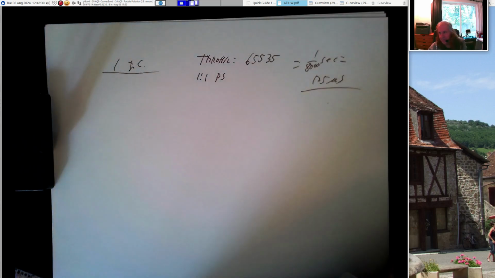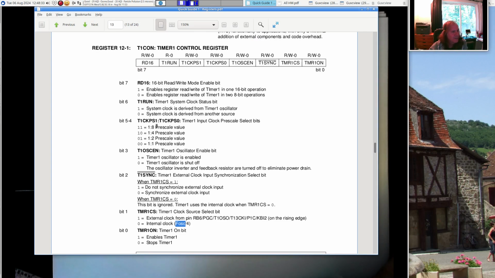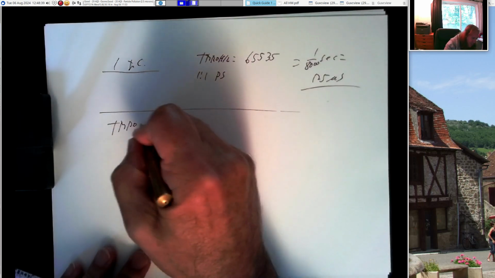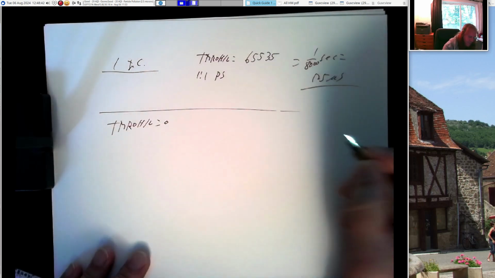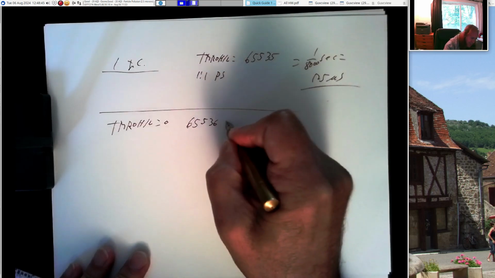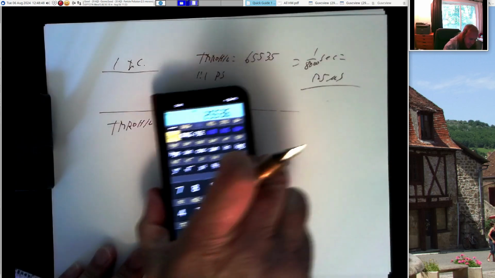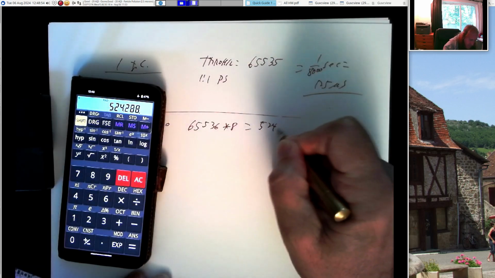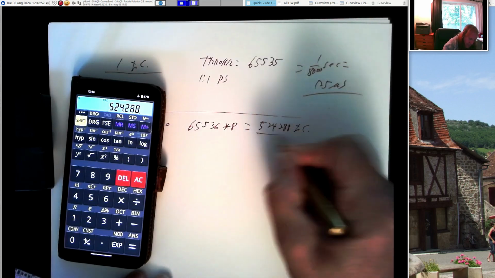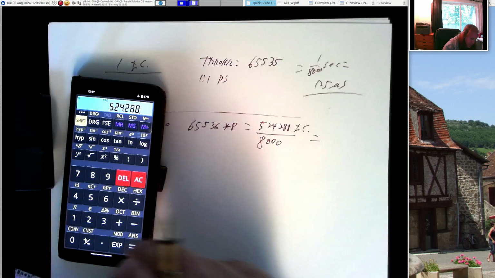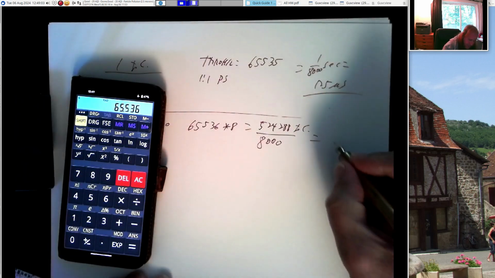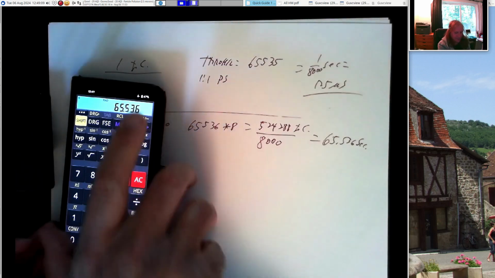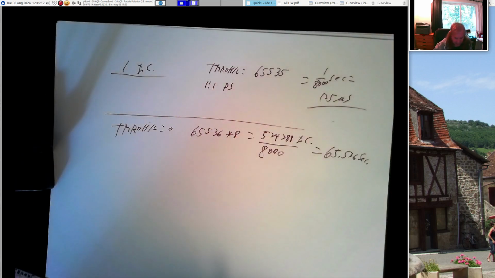The largest interval is going to come when we make the prescaler as large as possible, so that's 1 to 8, and we initialize the timer to 0. So that's going to take 65,536 times 8 instruction cycles. So it's this many. And if we divide by 8,000 instruction cycles per second, we're going to get about 65 seconds. So we can get this timer to wait anywhere from 1/8 of a millisecond to a little over a minute.